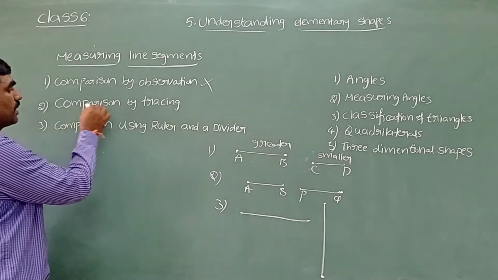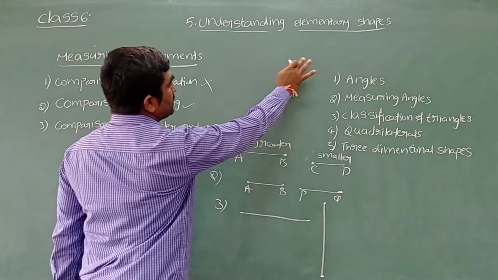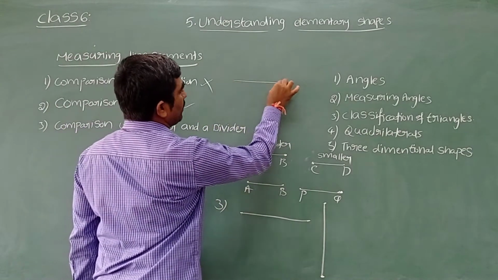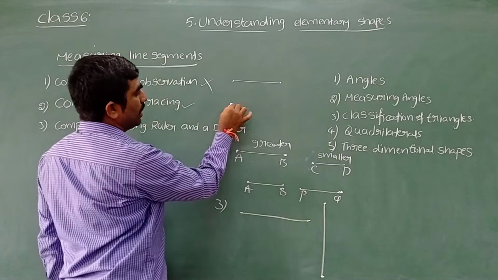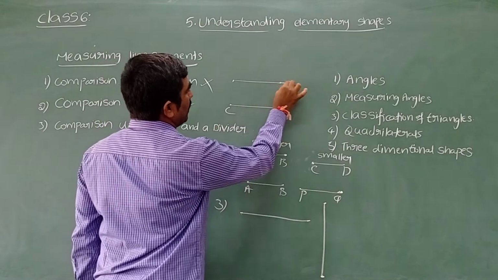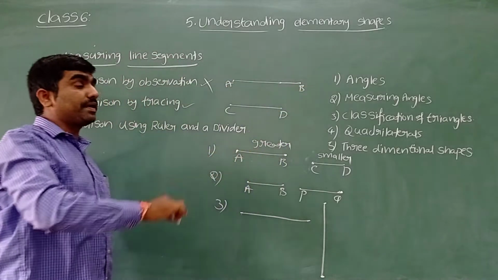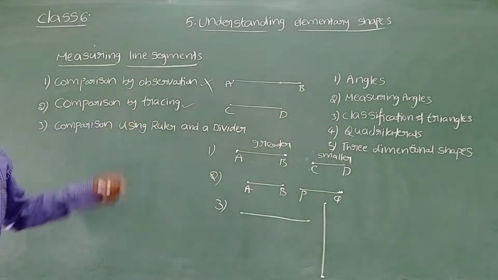Here we have a method: comparison by tracing. So imagine this is one paper. Let me draw one line segment AB here, and let me draw one line segment CD here. So how can I compare both by tracing?